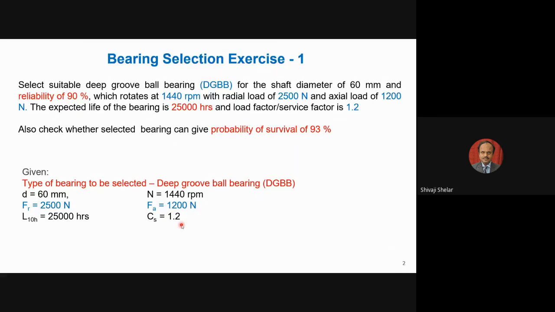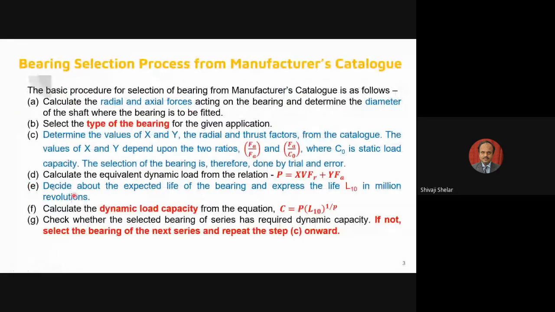Before proceeding to the final solution, I am recollecting the procedure of selection of bearing. The last slide in the previous presentation I am repeating here, so that those who were absent or could not get through that can go through these steps once. I am reading it, not explaining right now. The basic procedure of selection of bearing from the manufacturer's catalog is as follows. Step A: calculate the radial and axial forces acting on the bearing and determine the diameter of the shaft where the bearing is to be fitted.